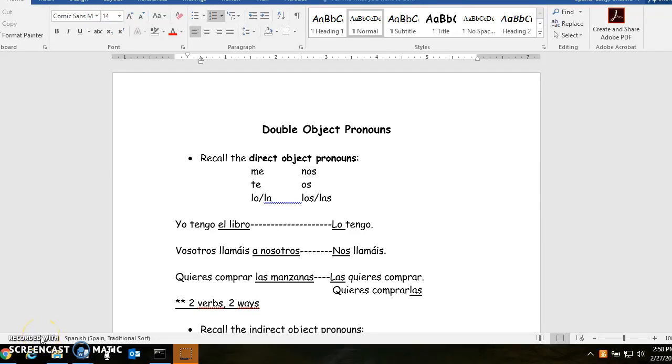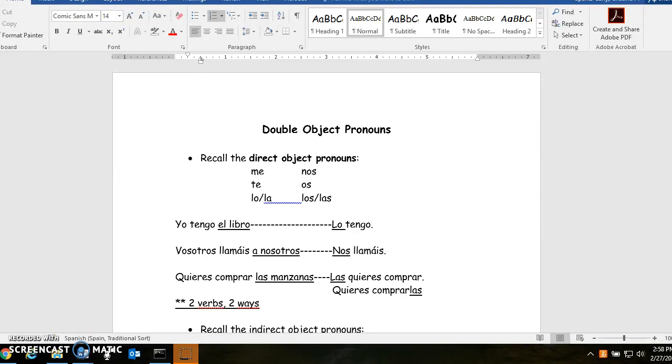Back in lesson 5, we learned about direct object pronouns, and in chapter 6, we learned indirect object pronouns. In this chapter, we're going to learn how to put them all together, both of them together, in one sentence. And if we think about this in English, we use it all the time.